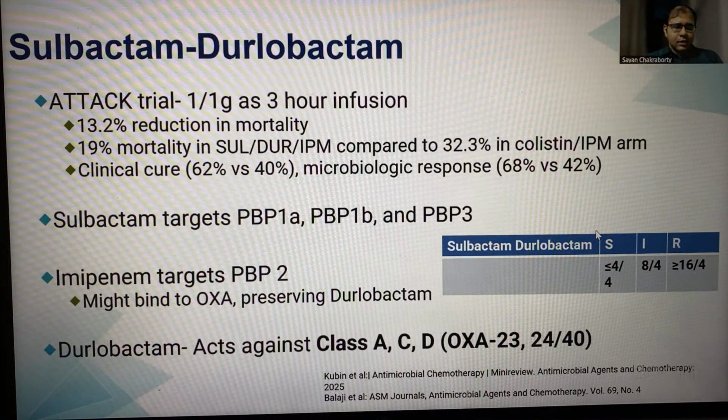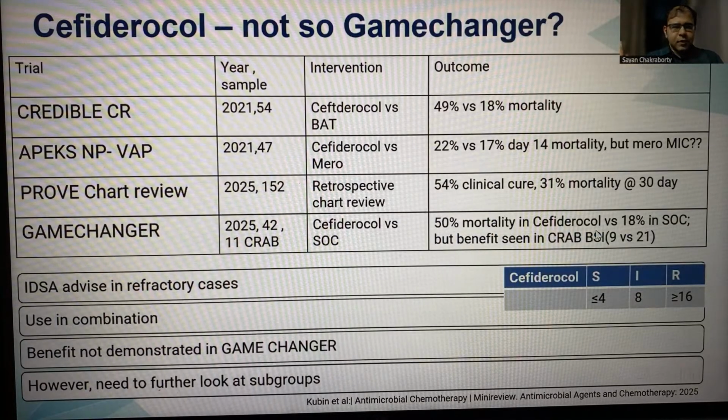Sulbactam actually works like an antibiotic by itself for Acinetobacter. It targets PBP1A, 1B, and PBP3. And in this study, imipenem was used, which targets PBP2. And durlobactam acts against the class A carbapenemases, the Ambler classification Dr. Akansha was talking about. So it can act against these particular class D genes, so action is against OXA-23, 24, and 40. So this particular combination works really well for Acinetobacter.